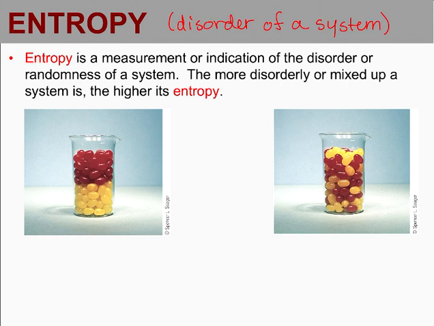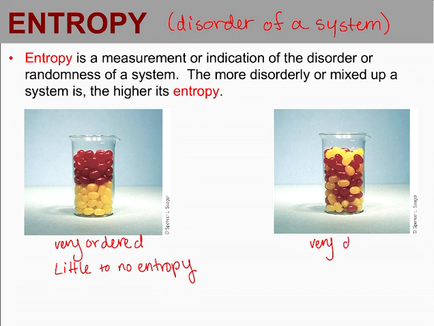So down below we have a couple of examples of a system where everything is very ordered. So there's some jelly beans in a beaker. The yellow ones are on the bottom, the red ones are on the top. So that is very ordered. So there is little to no entropy in that system. Now on the right-hand side, we have the same beaker, but this time the yellow and red jelly beans are all mixed together. So this is very disordered. So this has a lot of entropy.